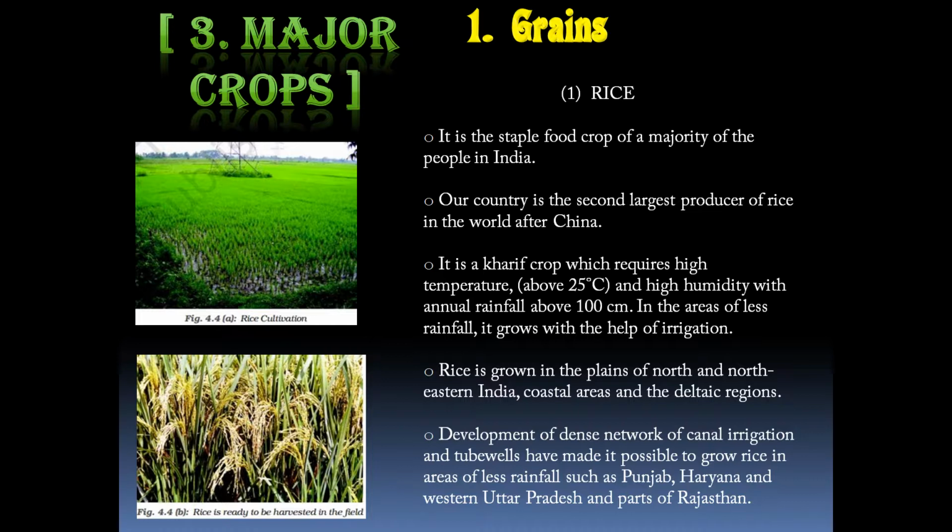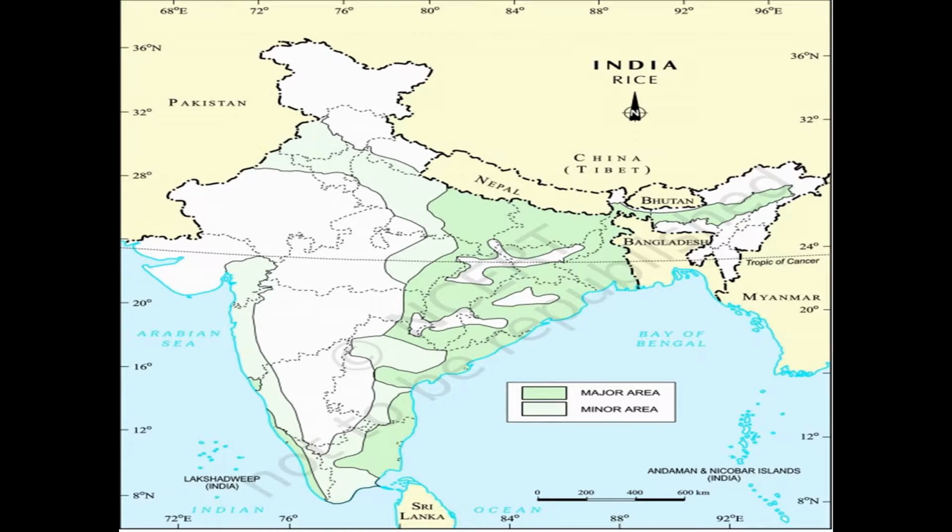In rice production we stand second. Here you can see the area which is colored by this. It is the major area, okay, and this is the minor area where we get the crop.